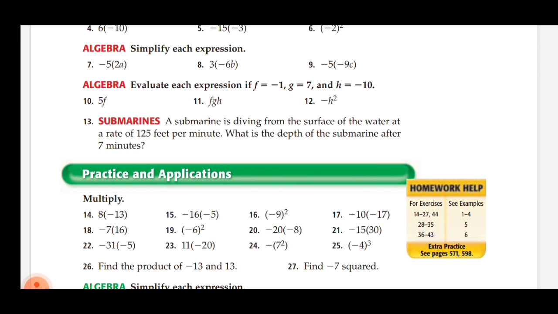Algebra. Evaluate each expression if f equals -1, g equals 7, and h equals -10. 10. 5f. 11. 5gh. 12. -h squared. 13. Submarines. A submarine is diving from the surface of the water at a rate of 125 feet per minute. What is the depth of the submarine after 7 minutes?